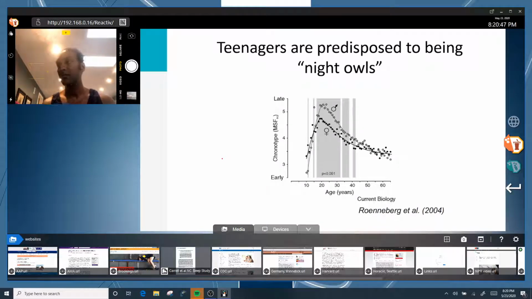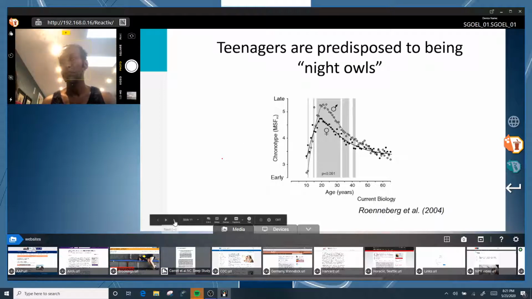This is why teenagers are predisposed to be night owls. When they reach a certain age in their teen years, their chronotype actually shifts a little bit later. Most of them shift to have a later chronotype, and then it eventually shifts back to an earlier one. About 70% of teenagers will become night owls, and that's just normal. That's not your kid being lazy or a teenager being lazy. That's just biology.